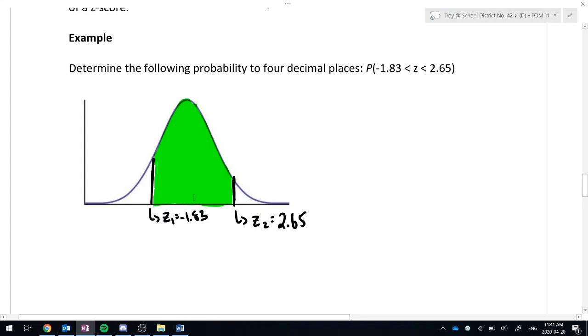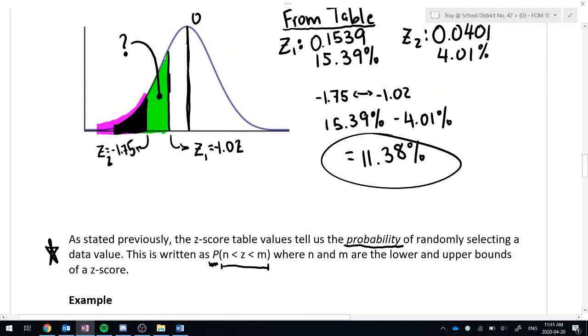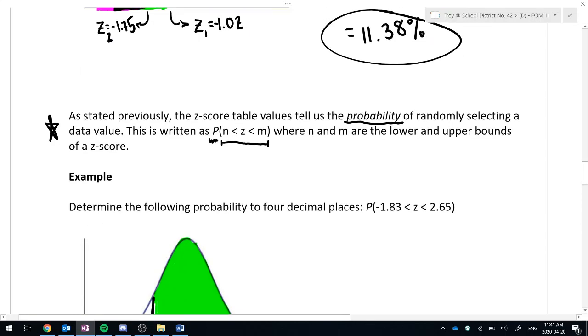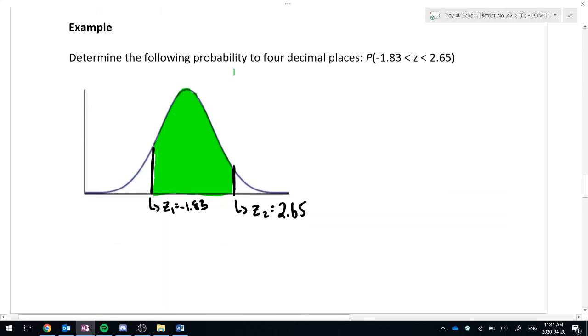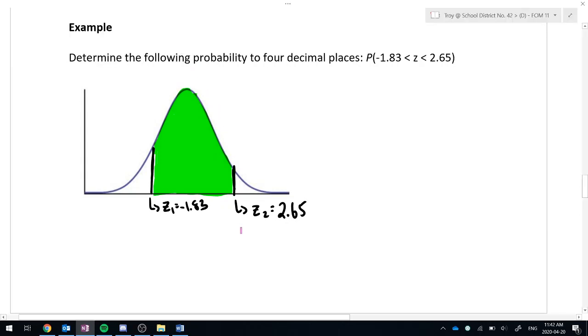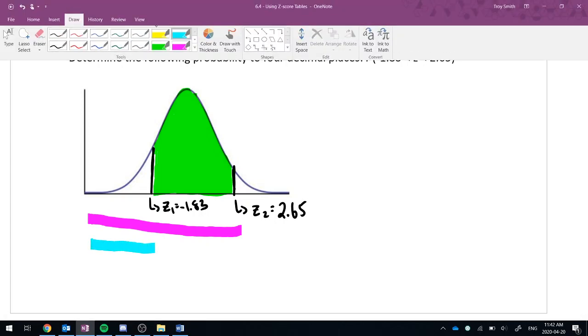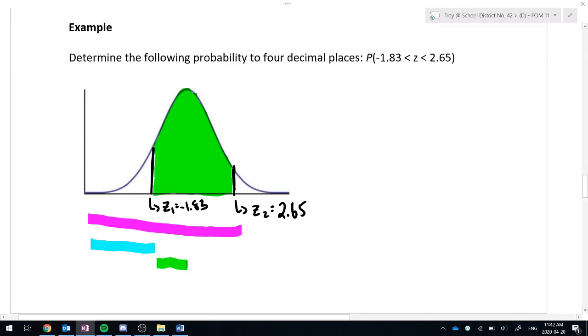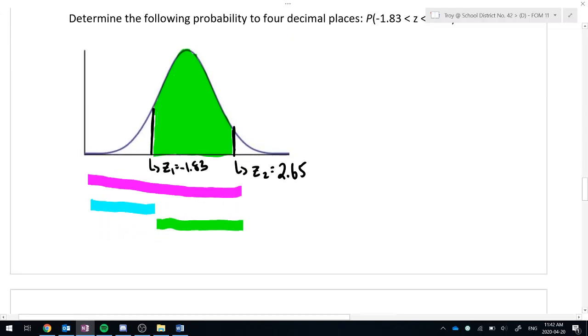Okay, so now we're looking for this area. And, well, if you take a look, it's basically asking the exact same thing as the previous question. So we're going to take the area for 2.65, which is going to be all the data from here to the left, and subtracting from it the area for negative 1.83, which is this, and what we're going to have left over is just the area we're interested in, right?